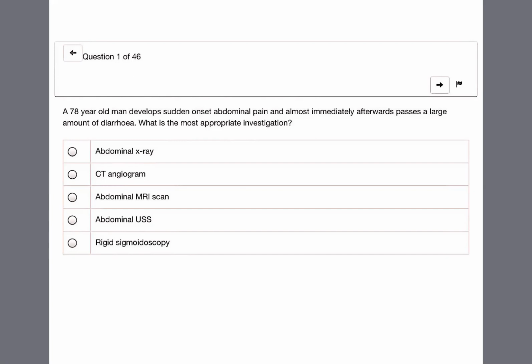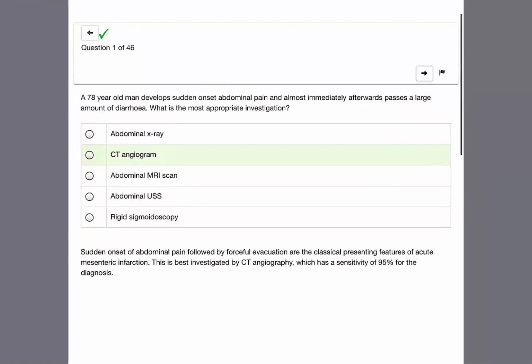Exactly. Here he didn't mention anything about renal function. Yeah. So you can go for abdominal ultrasound, because sometimes they do duplex with abdominal ultrasound, but CT angio is the gold standard investigation for mesenteric vascular occlusion. Okay, exactly. CT angio is the best choice.